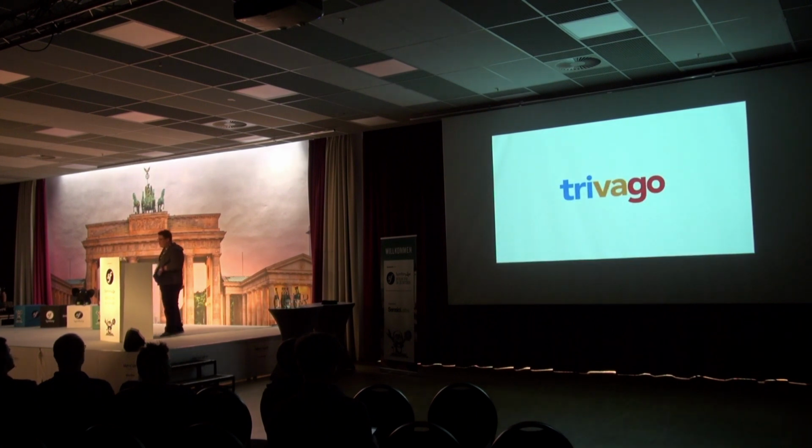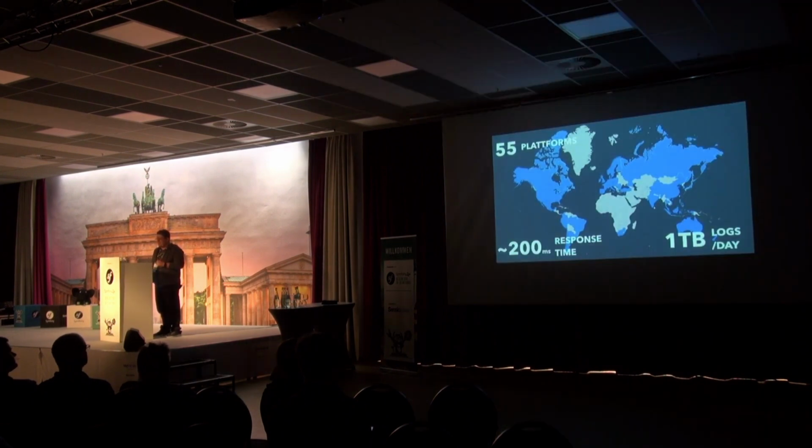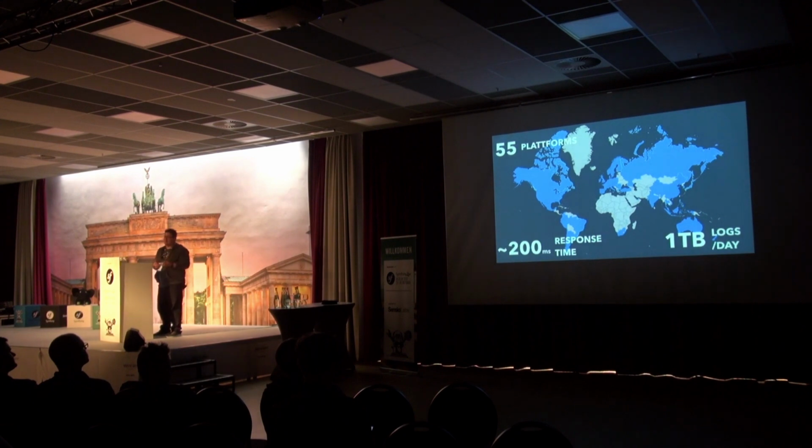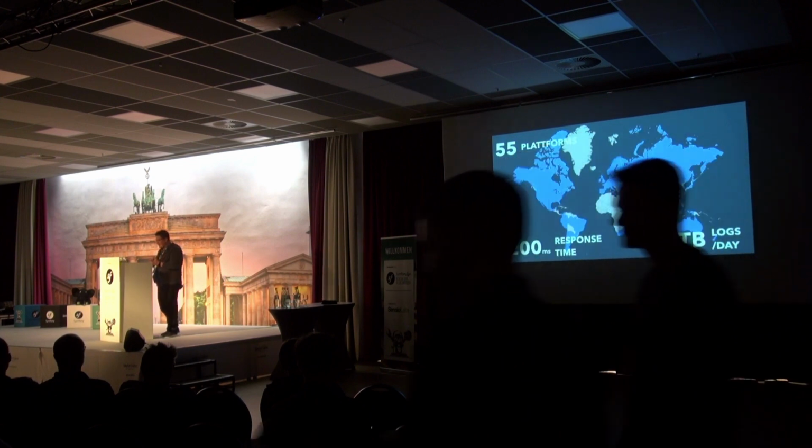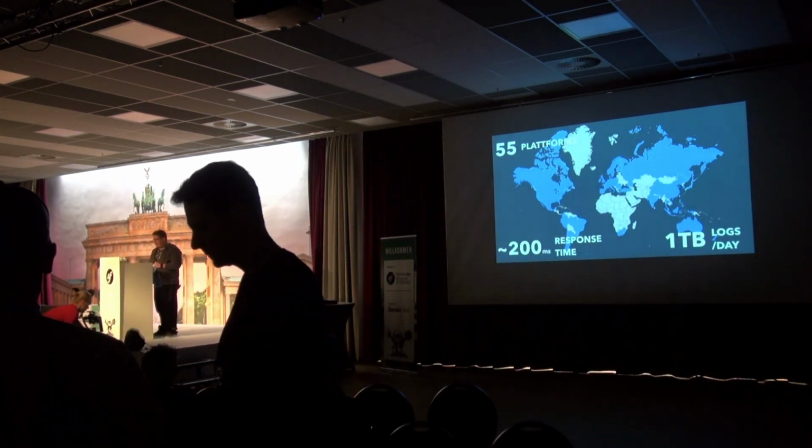If we look at Trivago, its mission is to provide the user with the ideal hotel at the lowest price. Although we are based in Düsseldorf, in Germany, we are a global business. This means that we have 55 different platforms for different countries, distributed worldwide across 4 data centers. Our system produces around 1 terabyte of logs per day, and right now our response time is around 200 milliseconds, taking into account only the backend time.